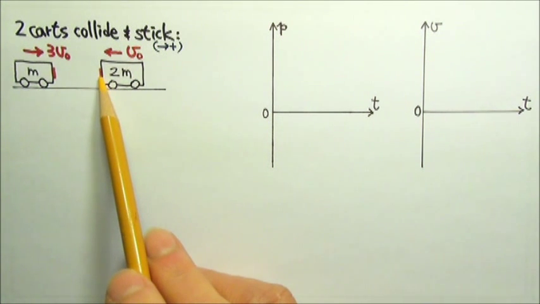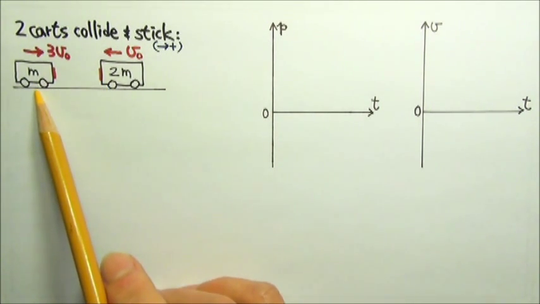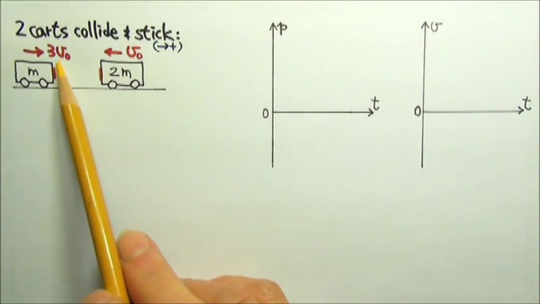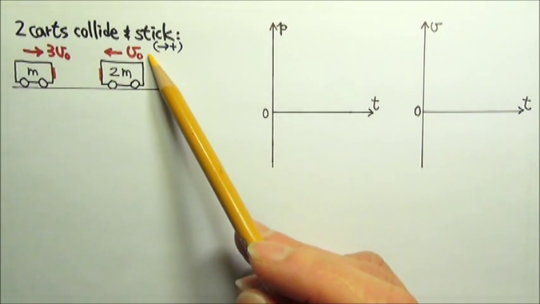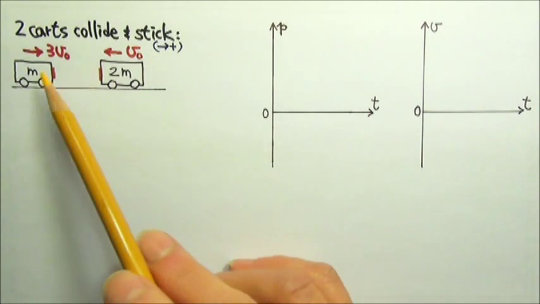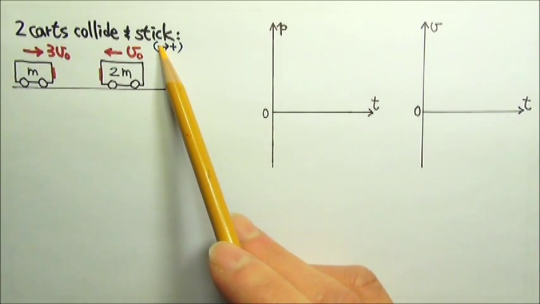Velcro strips are attached to two cards. This card has mass m traveling to the right at speed 3v0, and that card has mass 2m traveling to the left at speed v0. They collide and they stick together.